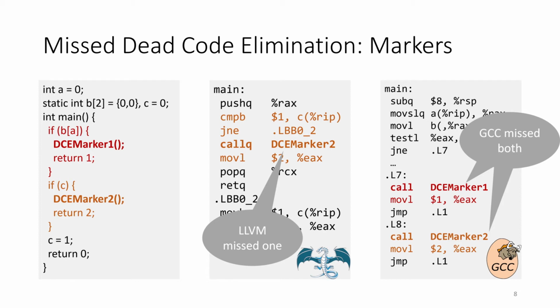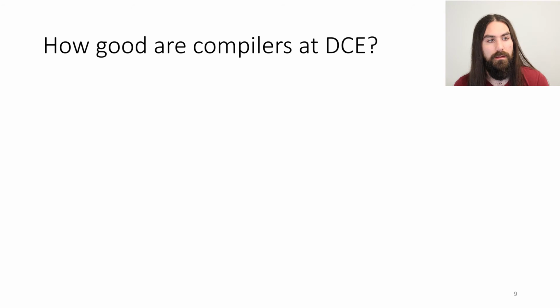What we can also do in this case, because it's a deterministic and closed program, meaning that it doesn't take any arguments, is that we can execute it and measure which markers are actually dead. So we can compute the ground truth. And we use this for our analysis that we did in our paper. And in this analysis, what we try to answer is how good are compilers at DCE, and as an extension, how good are they at optimizing code?